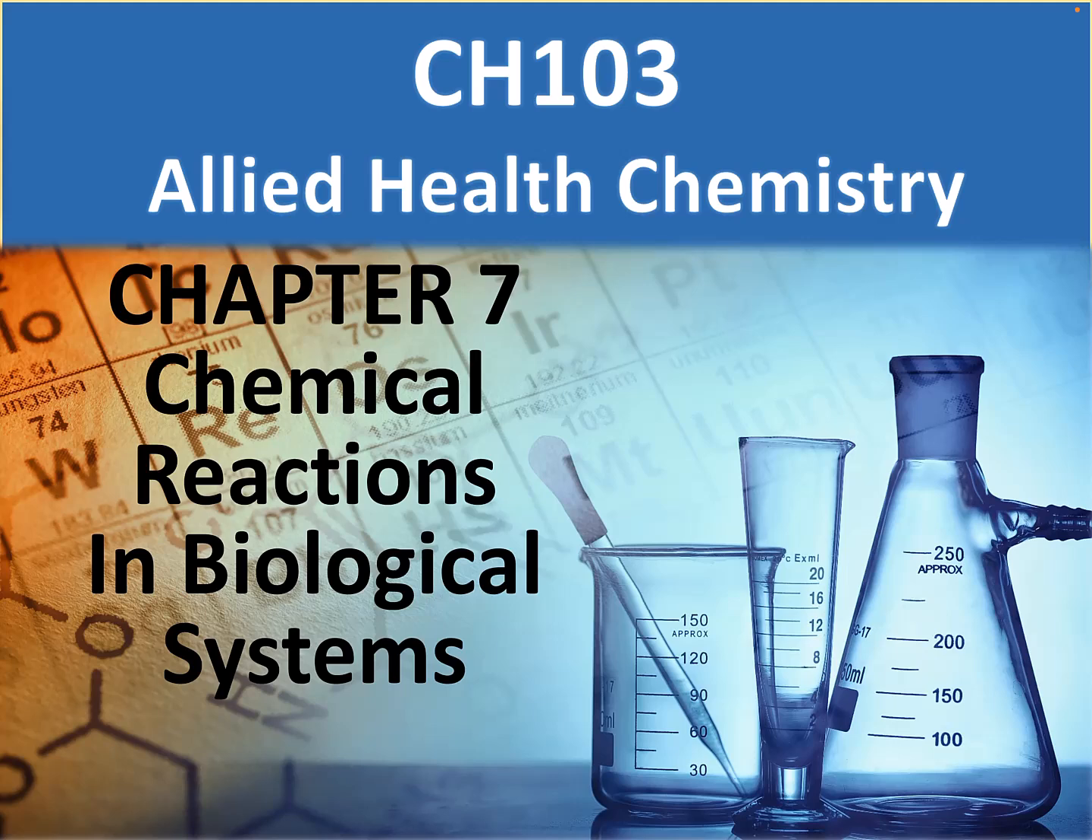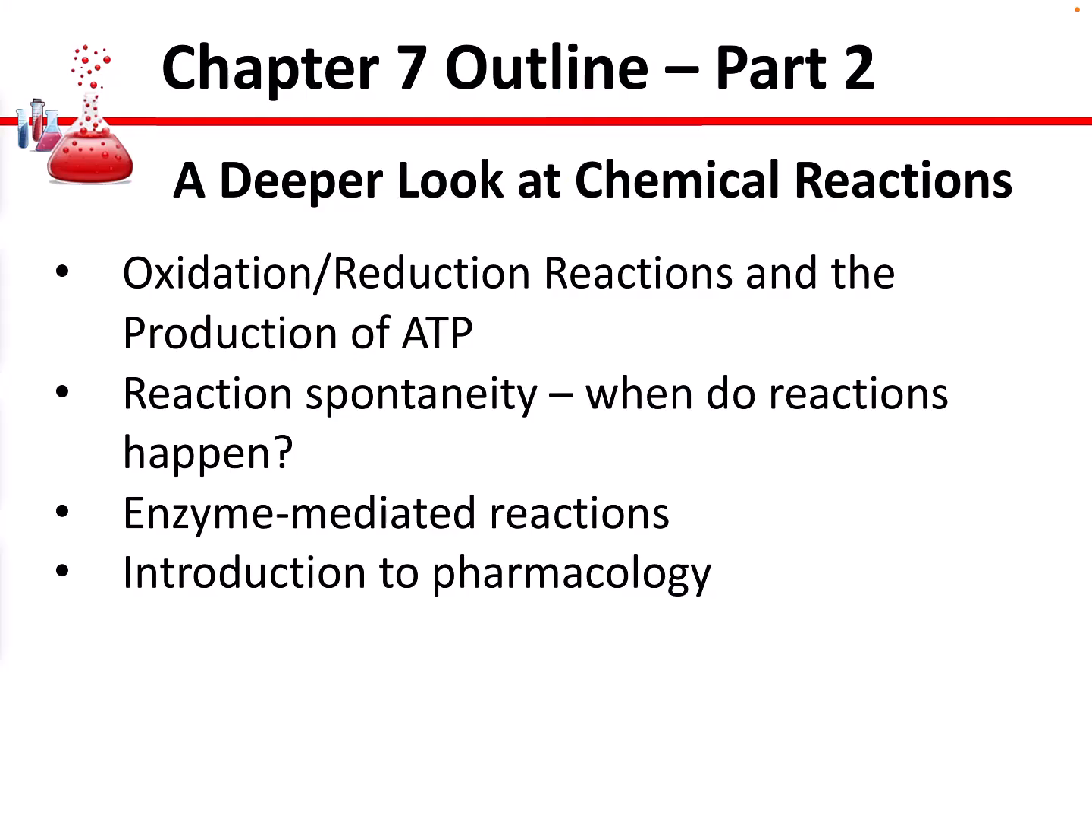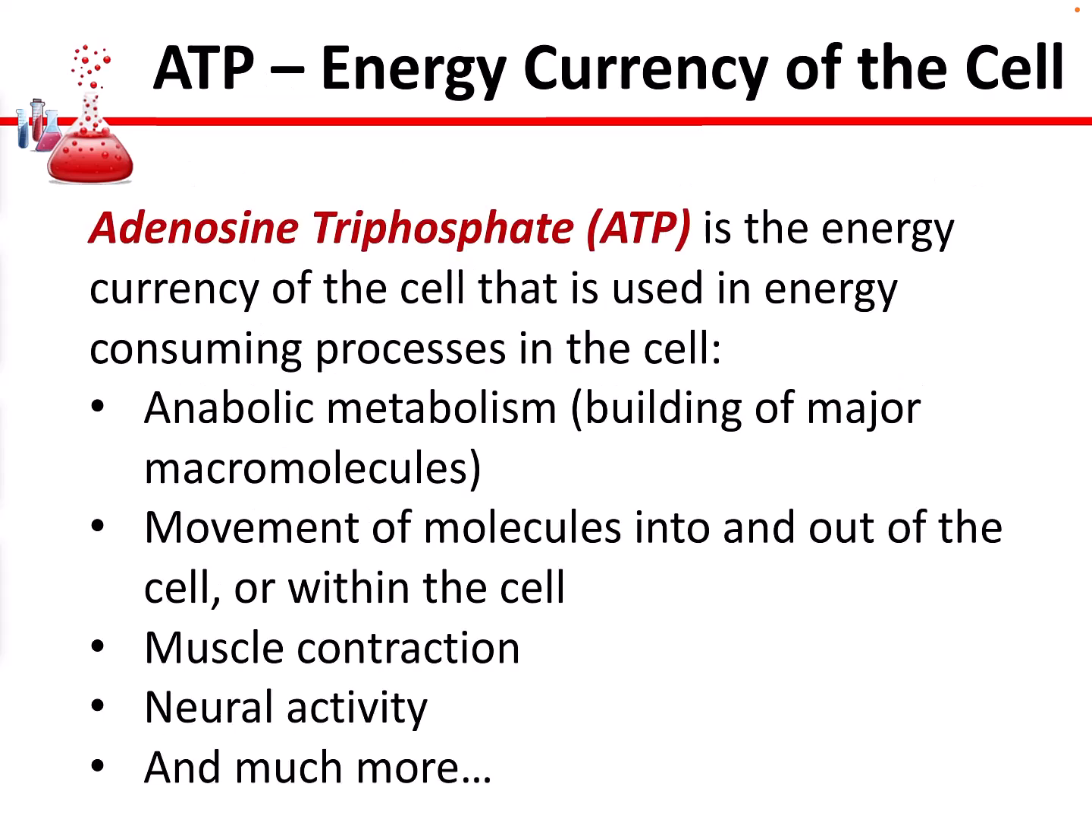All right, so in this part of Chapter 7, we want to look at reactions from biological systems, and importantly, we want to look at the production of ATP, take a look at reaction spontaneity and when reactions happen, then look at enzyme-mediated reactions, and gain an introduction to pharmacology. So this first one we'll look at is ATP production.